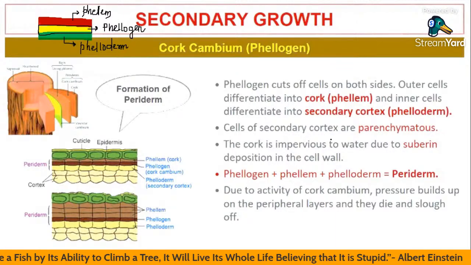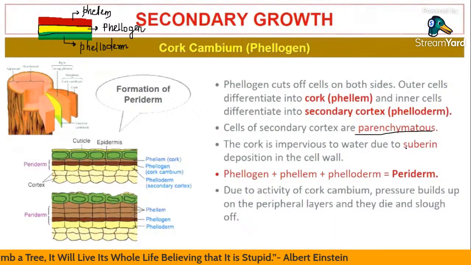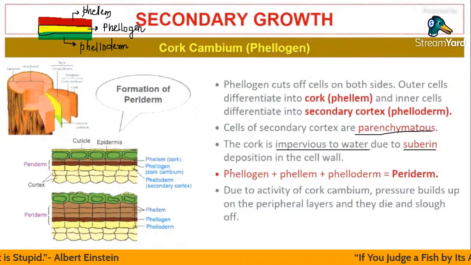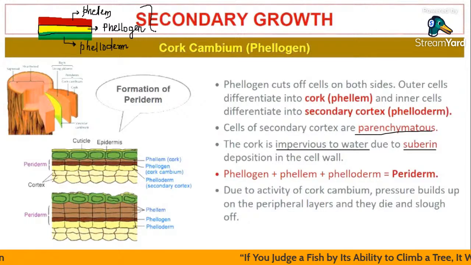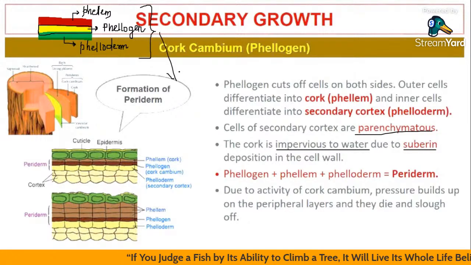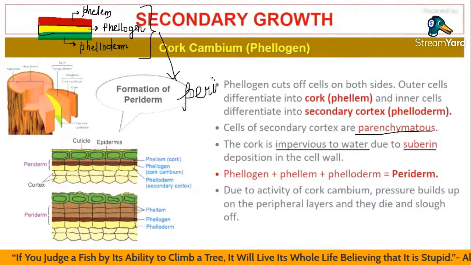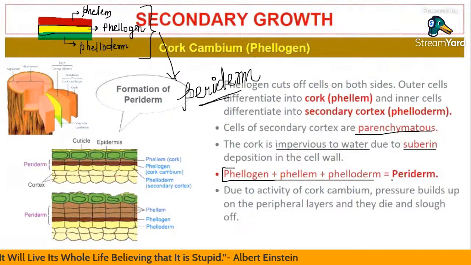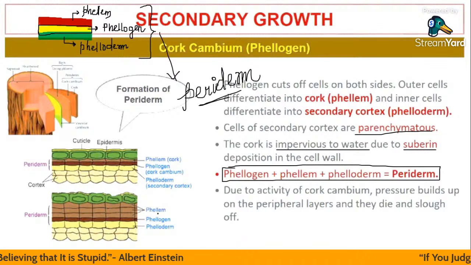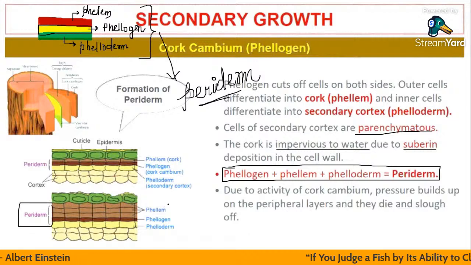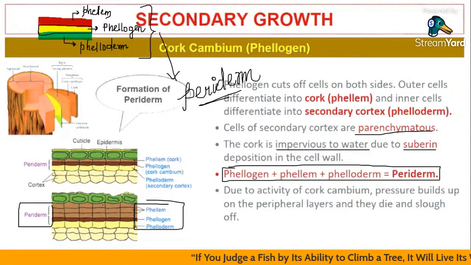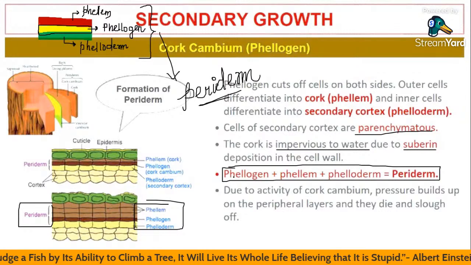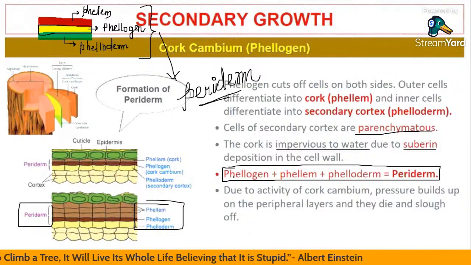The cells of the secondary cortex are parenchymatous in nature, and the cork is impervious to water due to suberin deposition. Finally, you will have to learn that phellogen, phellem, and phelloderm together you will call the periderm. All these structures together are known as periderm. Clear, everybody? So phellem plus phellogen plus phelloderm, you will call the periderm.